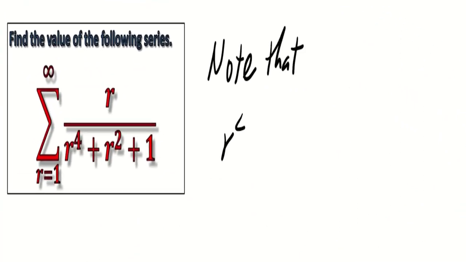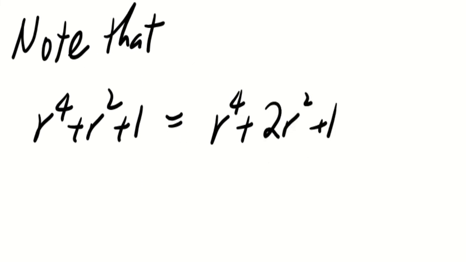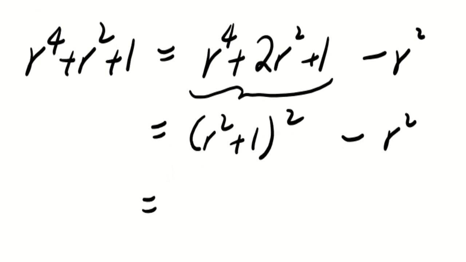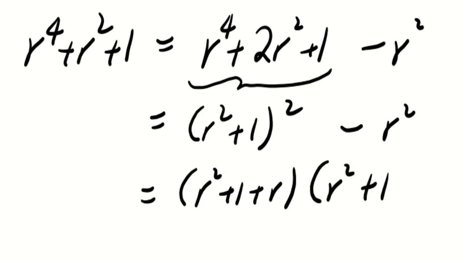Note that r to the power 4 plus r squared plus 1 can be written as r to the power 4 plus 2r squared plus 1 minus r squared. And for this, it can be written as r squared plus 1 squared. This gives us the difference of 2 squares. It will be r squared plus 1 plus r times r squared plus 1 minus r.